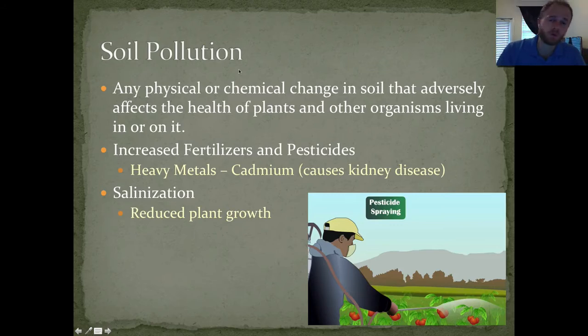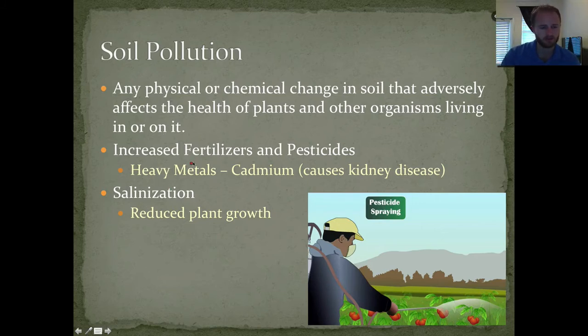Now we get into soil pollution. And soil pollution really is very similar to water pollution because what's a main component of soil? Yeah, it's water. So water and soil interact very intimately, and any physical or chemical change in the soil can adversely affect the health of plants and other organisms that are living in or on it. And that's what soil pollution is.